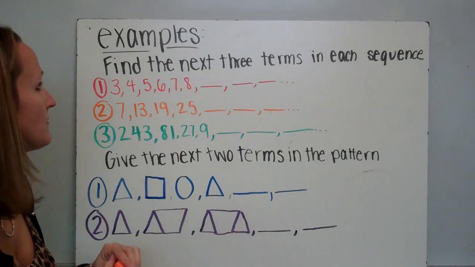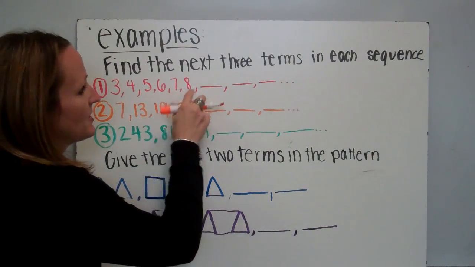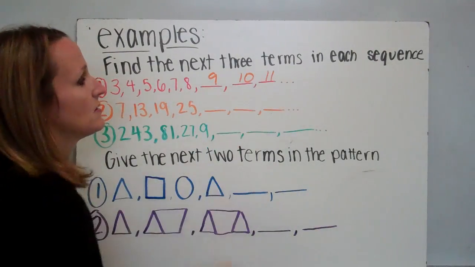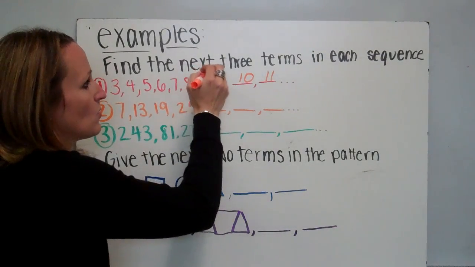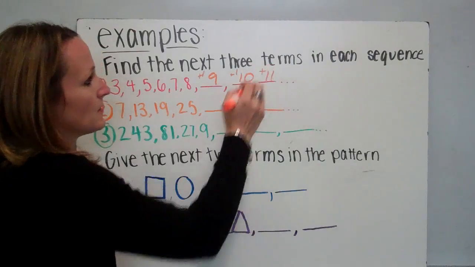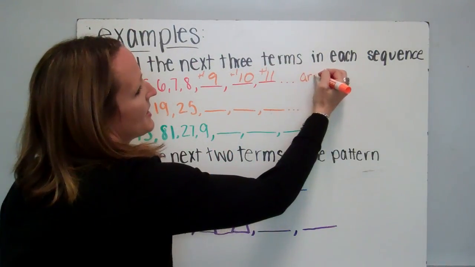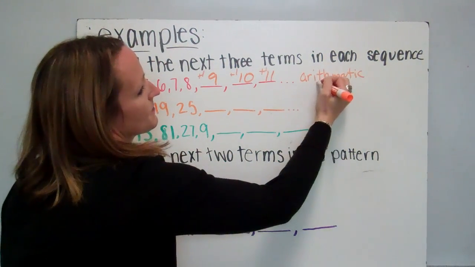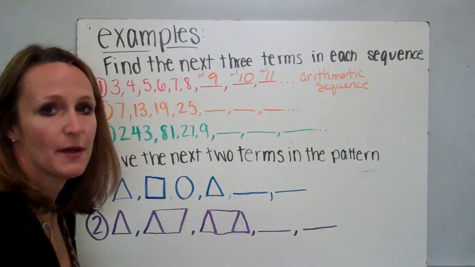So let's look at the first one, find the next three terms. So if we're going 3, 4, 5, 6, 7, 8, our next three terms would be 9, 10, 11. Well, what is our pattern? What's happening? Each time we're adding 1. So we call this what's called an arithmetic sequence because we added 1 each time.